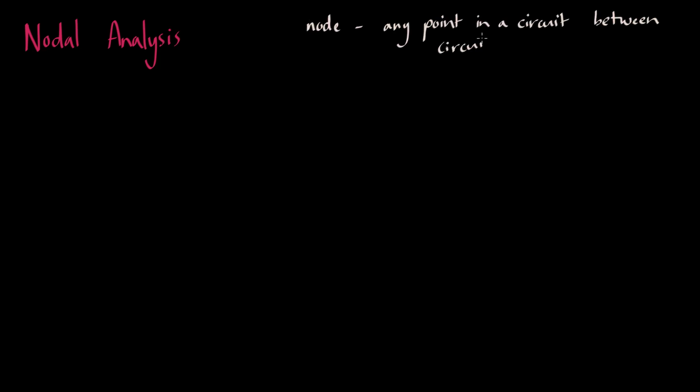We're now going to perform nodal analysis, applying our understanding of KCL. A node is any point in a circuit between circuit elements, so for example between a voltage source and a resistor. We use nodal analysis on circuits to obtain multiple KCL equations, which are then used to solve for voltage and current in a circuit. The number of KCL equations required is one less than the number of nodes that a circuit has.